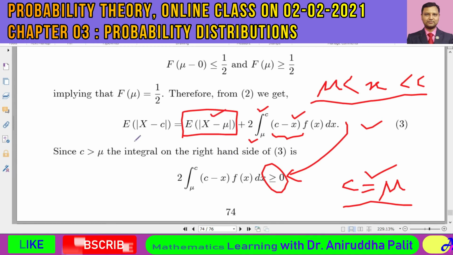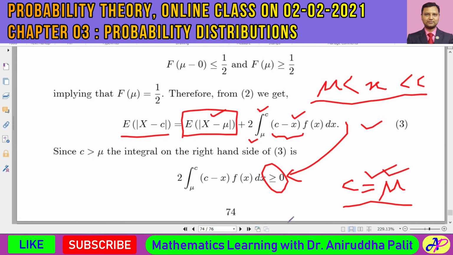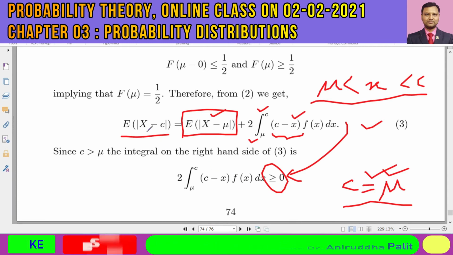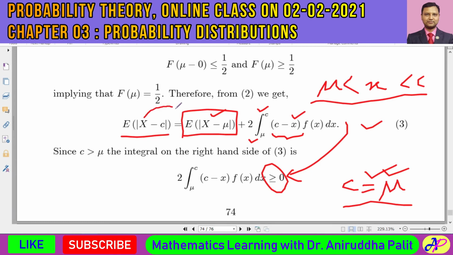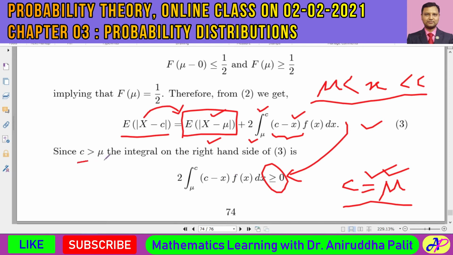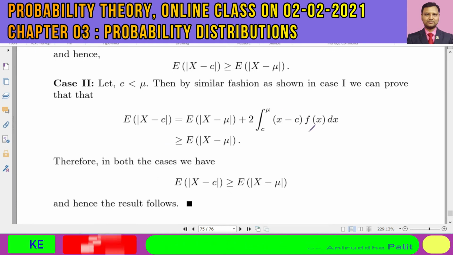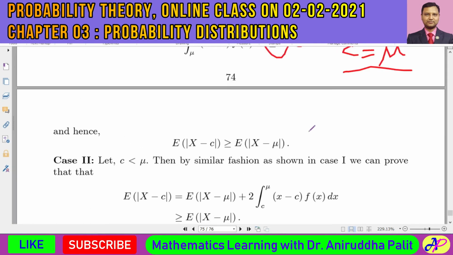That's why the result says that the first absolute moment becomes minimum whenever c is equal to the median mu. Got it? Whenever c is equal to the median mu, then only the value of this first absolute moment becomes equal to the minimum, and the first term is the minimum value. So we prove this result for case number 1, in which we have taken c greater than mu. And if c is less than mu, then by similar computation we will get exactly the same type of result.